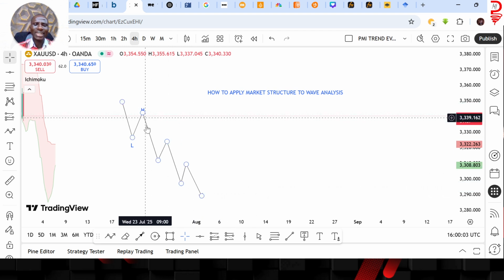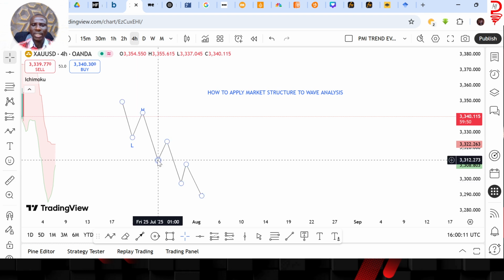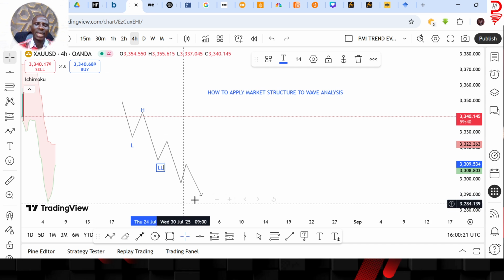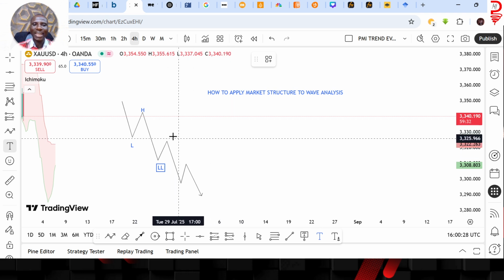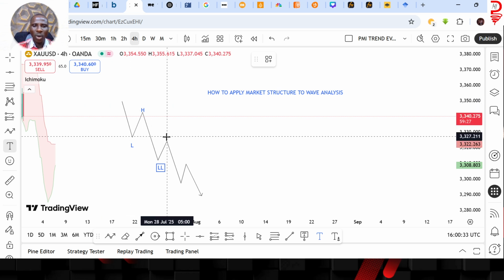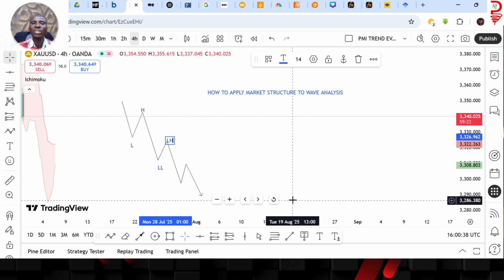Now, the next one is going to now be a lower low. You will notice that this particular low is lower than this. That is why it is called a lower low. Now, let me put that to a lower low, LL. Now, the next one that you will see is going to be a lower high. You notice that this is a high, but this high is lower than this high. So, it is called lower high. Now, this is what we call downward trend character.